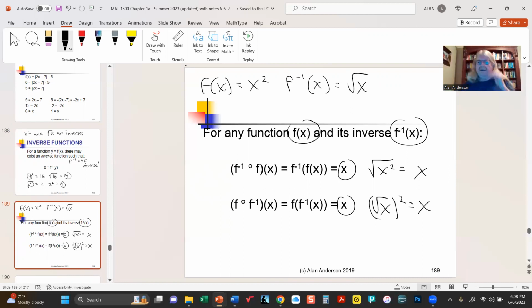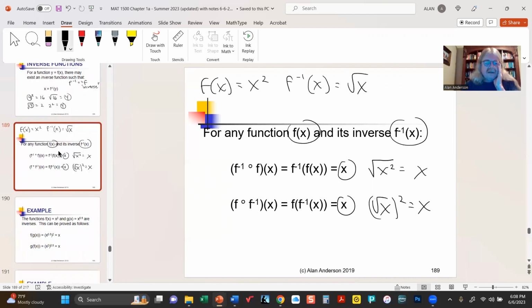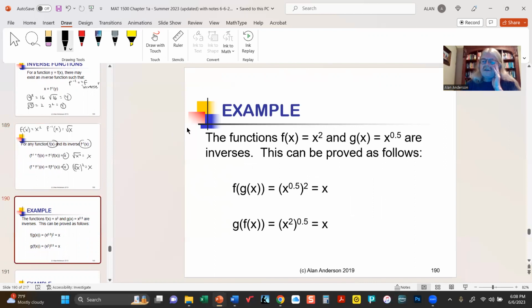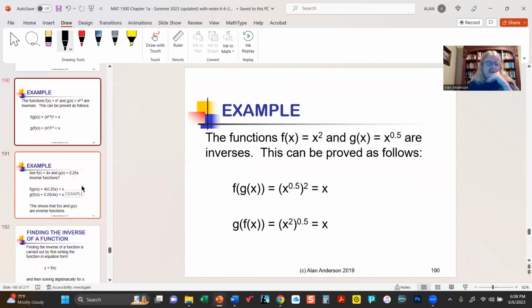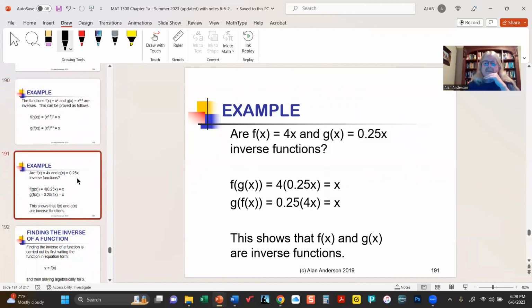All right. Now, how does one find the inverse? Oh, all right. I see. I already used this example in the slides. That's fine. The only difference is instead of writing it with a square root, I wrote it as x to the 0.5 power. That's fine. All right. How about this one? Are f of x equals 4x and g of x equals 1/4 of x inverse functions?